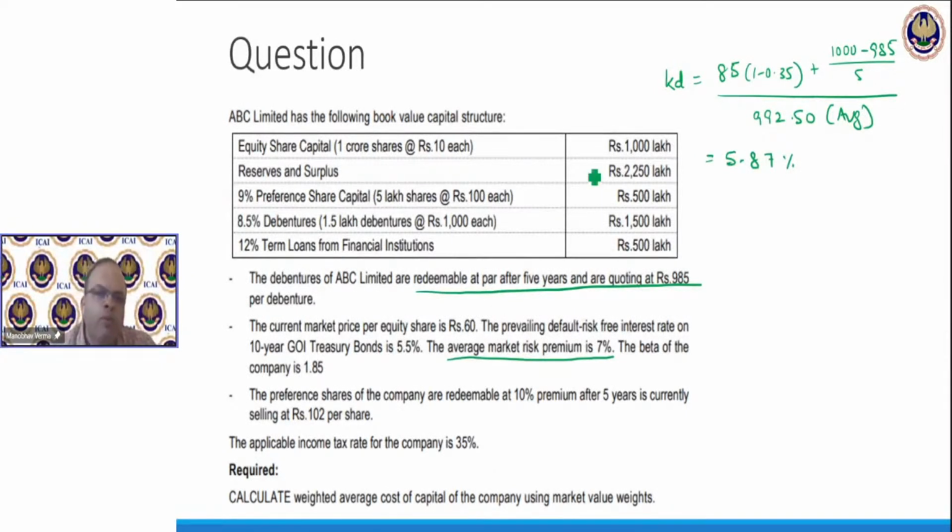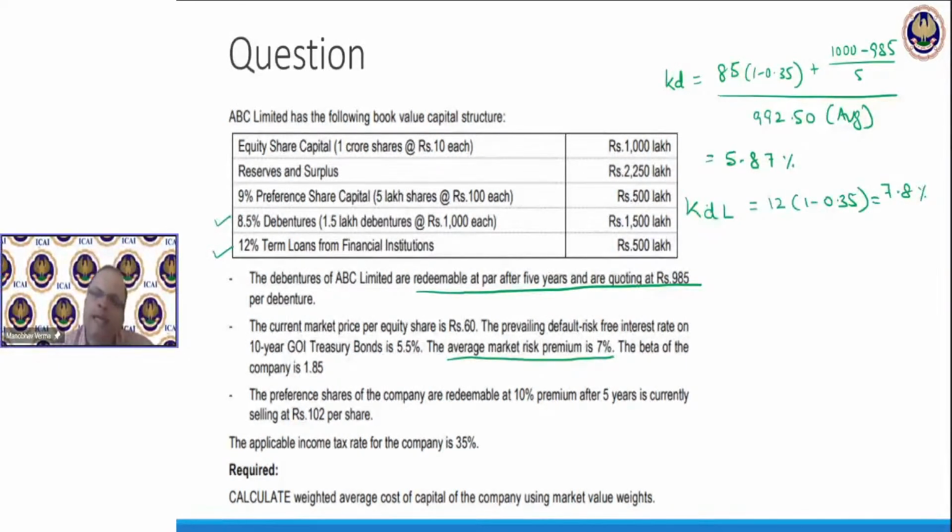I think probably straight away we can also calculate, like debenture is okay, we can also calculate the financial loans, right? So the cost of long-term loans. That is debt only, debt in terms of loans. What will that be? 12%, right? So 12 into 1 minus 0.35, 7.8%. That is a pretty straightforward one, 7.8.